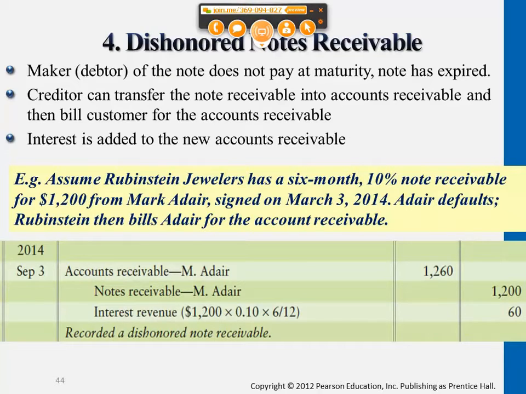Okay, so it states that a creditor can transfer notes receivable into accounts receivable and then bill the customer for this accounts receivable. So again, if it turns into accounts receivable, it gives the customer an additional month or a month and a half to pay back the money.